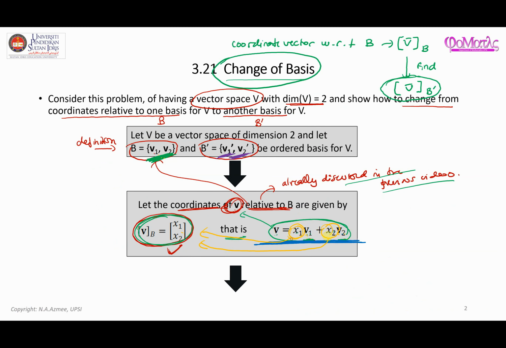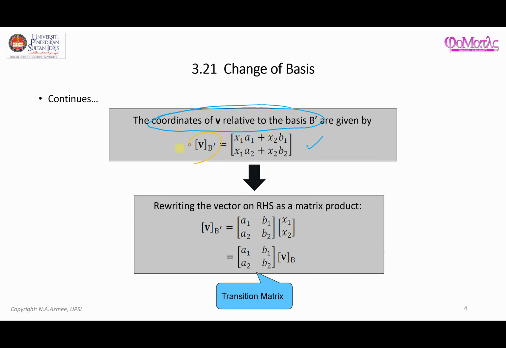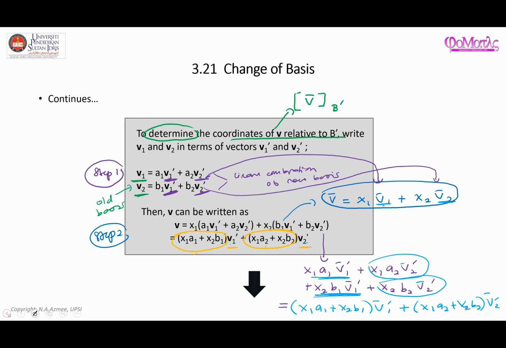So here is just x1 and x2: x1 next to vector 1, x2 next to vector 2. But right now we have the new vector 1 and new vector 2 from the new basis. So here are the coordinates, and therefore this is what we can write down. The coordinates of v relative to the new basis b prime is this whole thing here, which comes from this part straight away.